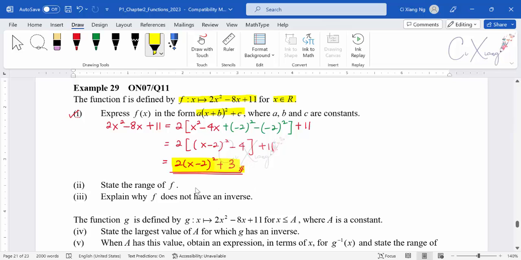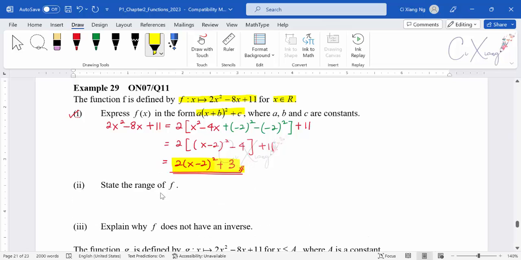Okay, after that, they want you to state the range of f. So what is the range for this particular curve? Again, to find out the range, you need to always imagine how your graph looks. So our minimum coordinate will be 2 and also 3. So 2 and 3 should be here. Like this is 2, let's say. Then maybe this is 3.